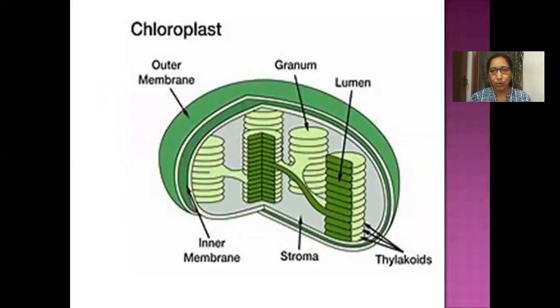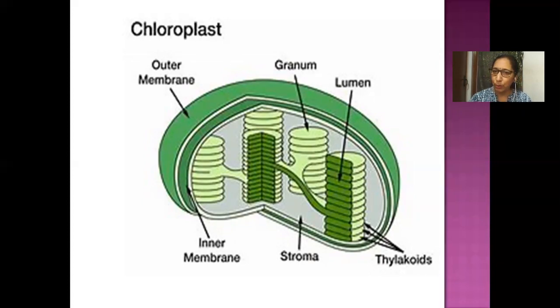Here is the structure of chloroplast. Chloroplast is a double membrane structure with an outer membrane and an inner membrane, filled with stroma within the inner membrane. And here within the stroma, you can see the disc-shaped structures, which are called grana. In this grana, many discs are piled one above the other. Together it is called thylakoid. Each thylakoid is interconnected with stroma lamellae.